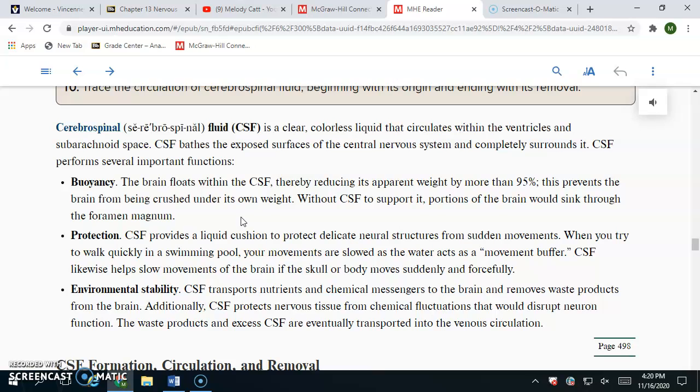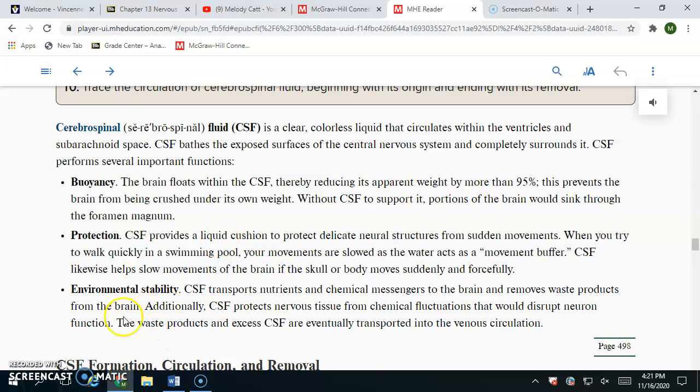The brain's kind of doing that in our cranium too. And so that gives the brain buoyancy, so it allows it to float and bob up and down in our cranial cavity. That opposes the gravity force, so it doesn't get crushed under its own weight by falling to the bottom of the cranial cavity. So buoyancy is another function of the cerebrospinal fluid.